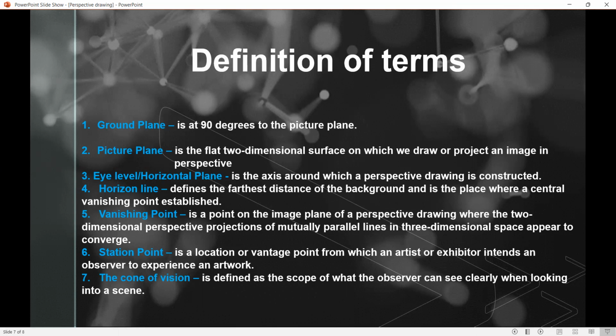6. Station point is a location or vantage point from which an artist or exhibitor intends an observer to experience an artwork. 7. The cone of vision is defined as the scope of what the observer can see clearly when looking into a scene.